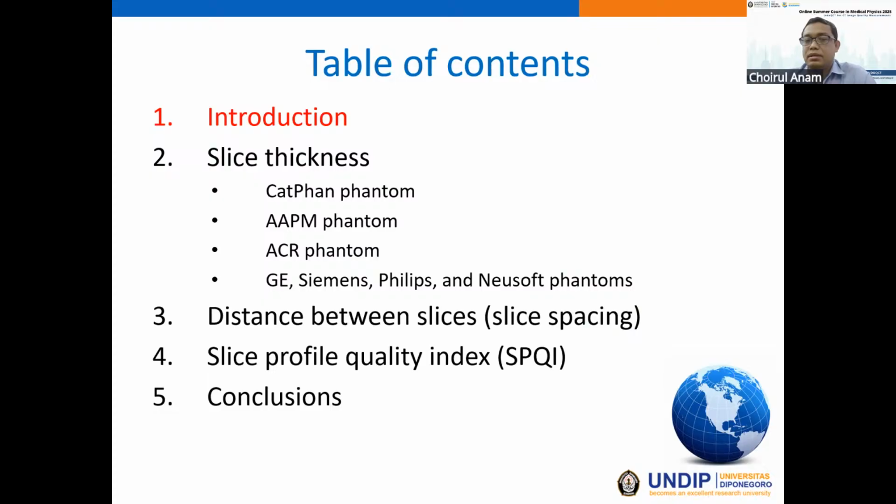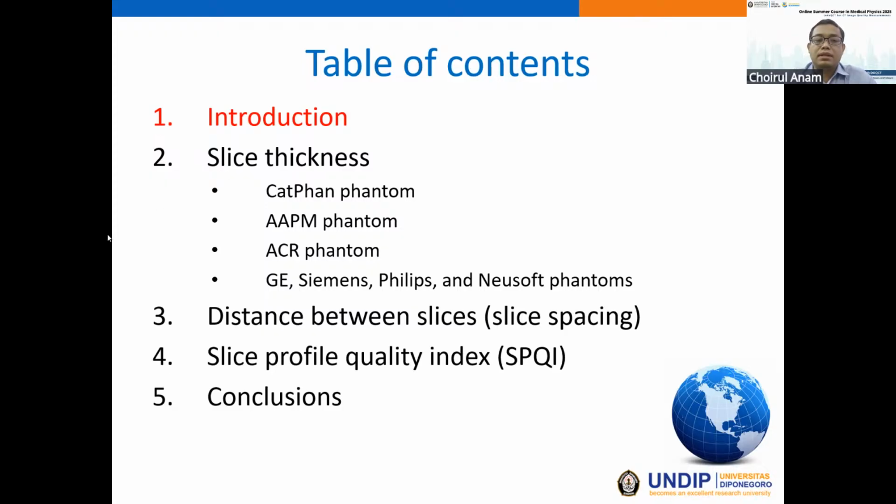Our table of contents today is the introduction, and then we move to discuss slice thickness on various phantoms such as CATPHAN, AAPM phantom, SCR phantom, GE, Siemens, and other phantoms. And then we move to discuss distance between slices. I think this is a relatively new parameter, and in the quality control program, this parameter is not measured. After that, we will discuss the slice profile quality index or SPQI. I think this parameter is also not measured in the standard quality control, but it is very nice to know about the SPQI. And the last will be the conclusion.